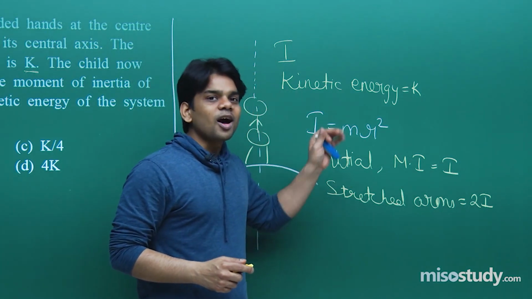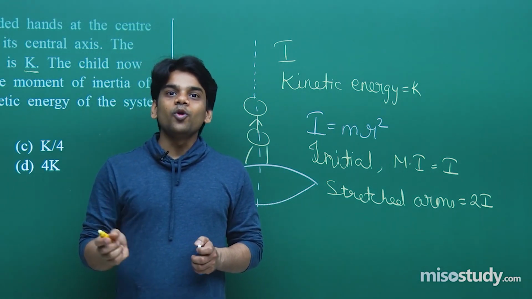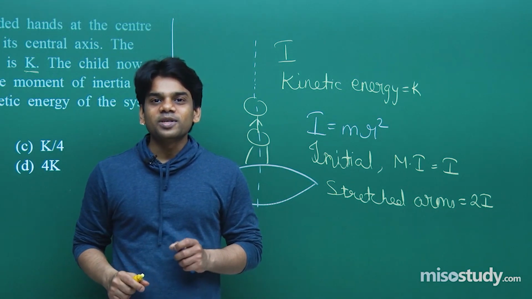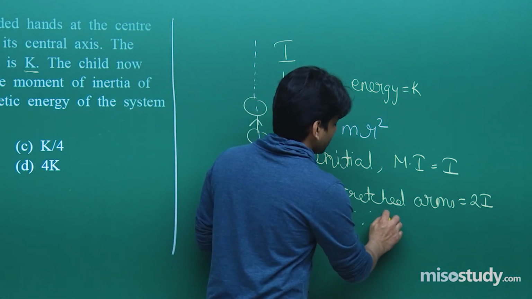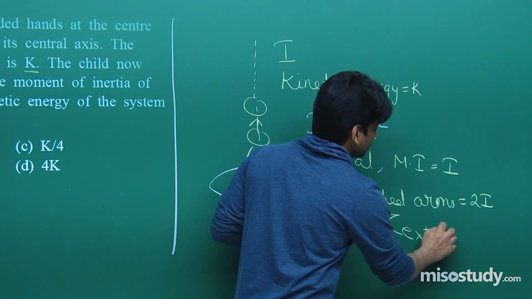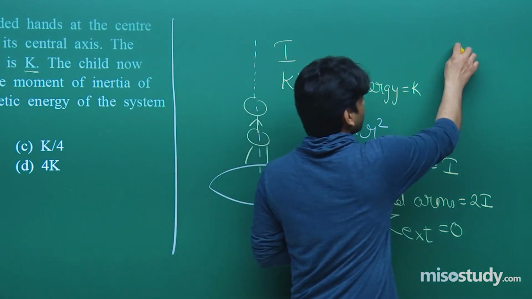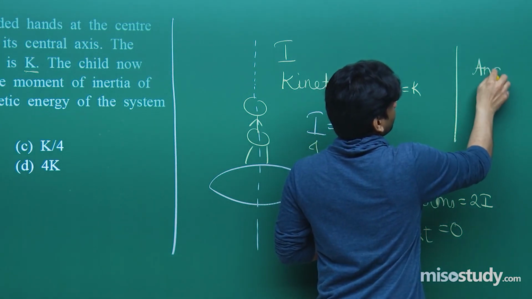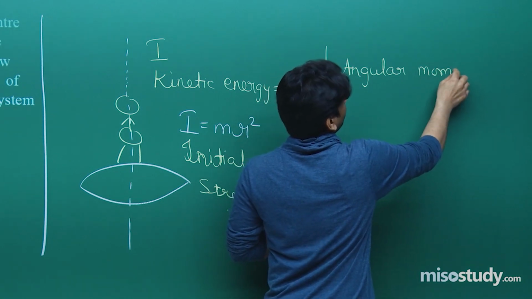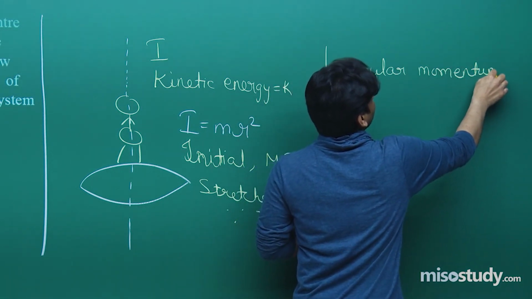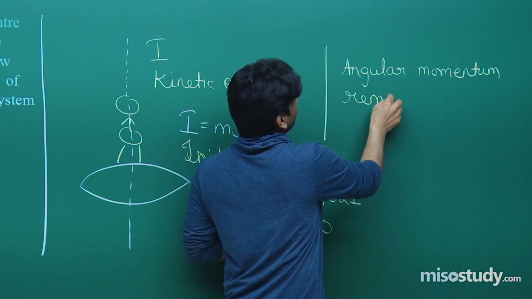The kinetic energy, how is it related? Now see, there is no external force on the system, so there will be no external torque acting on the system. That means angular momentum will remain conserved, as we have discussed. Since external torque is equal to 0, angular momentum remains conserved. So let me write down this statement: angular momentum remains conserved. This is what we can write about the child and platform as a system.